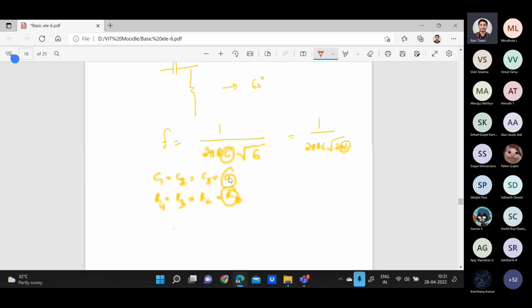Now if you substitute it here, it will be 1 by 2 pi R, that is 1K for example, times C, suppose 1 times 10 raised to the power minus 9, under root of 6. That is the frequency that it can generate. Let's complete this one and tell me the answer.